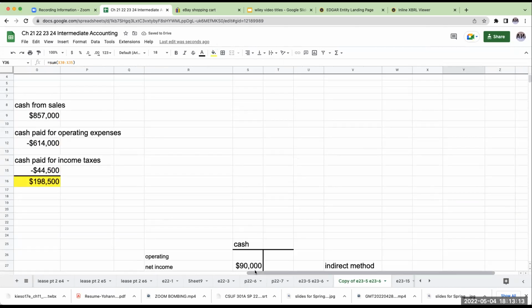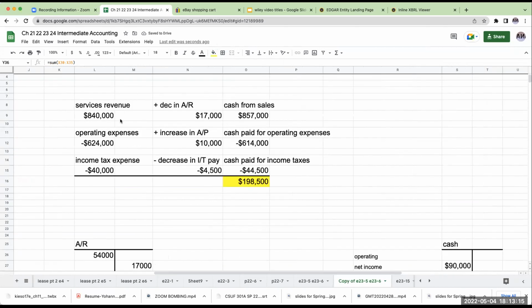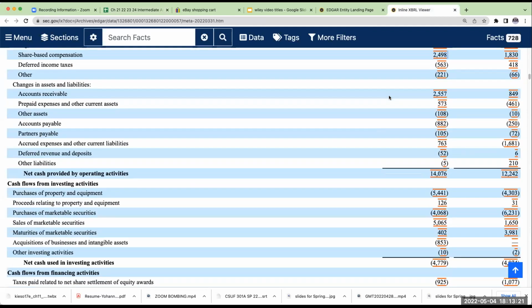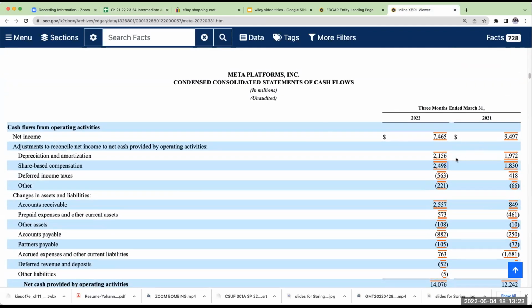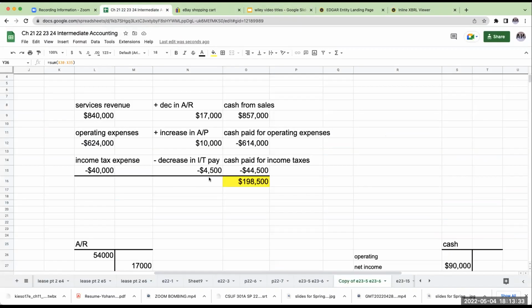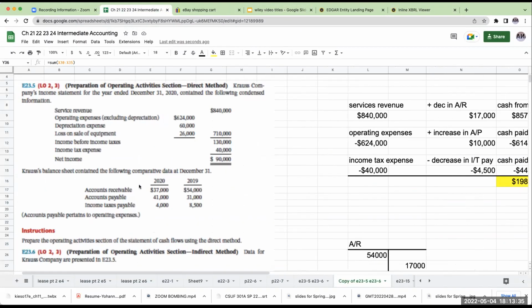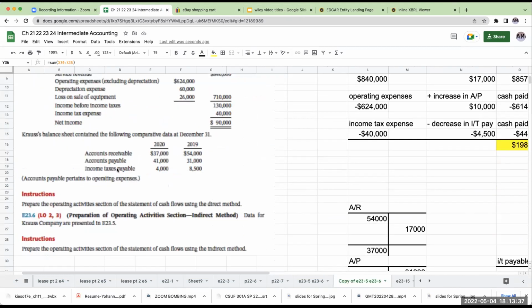And I will say this, I do not like this presentation because when I am going through financial statements, to me, it is so important that I know these non-cash items, because when I'm doing financial statement analysis, this is probably some of the most useful information for me. So that is exercise 23.5 and exercise 23.6.